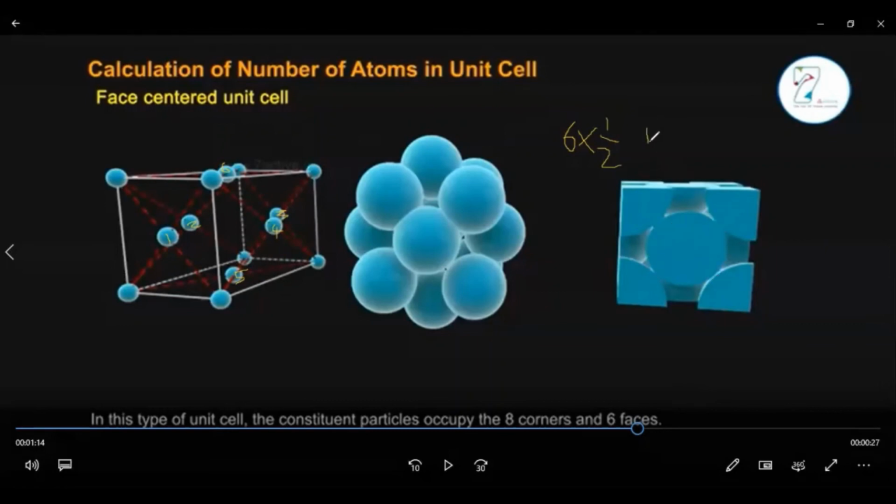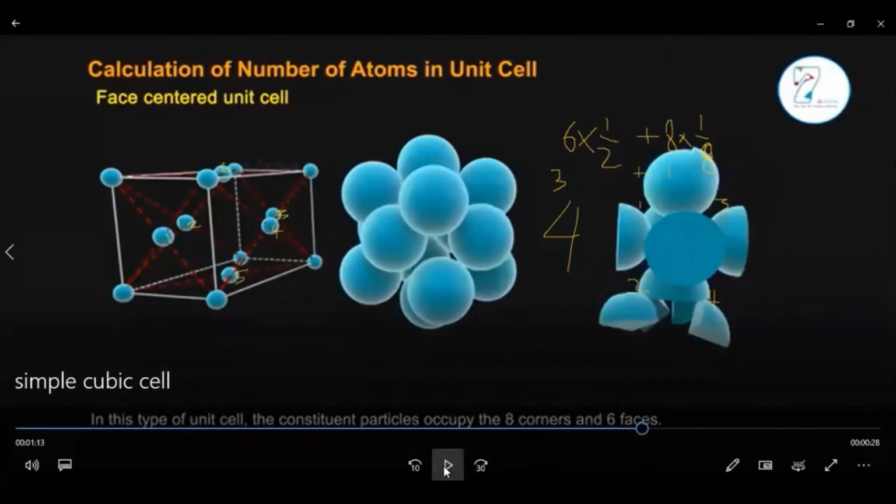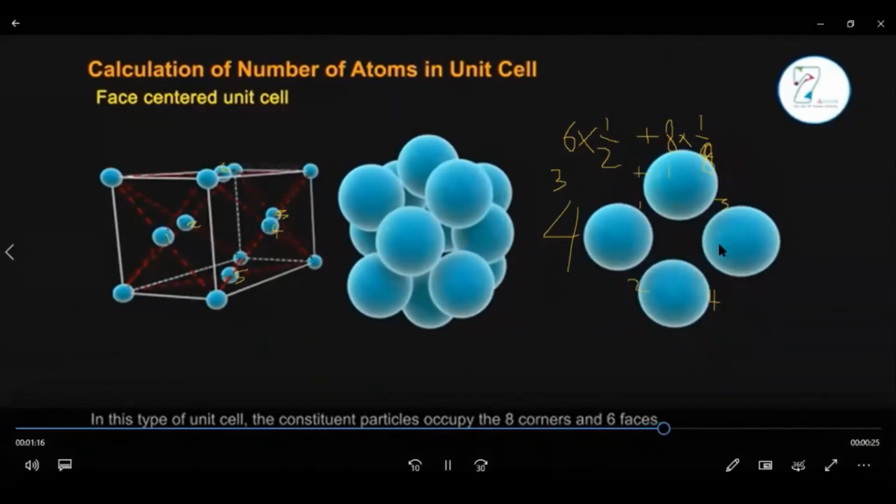So 6 into half, plus, as in the simple cubic structure, we have corners 1, 2, 3, 4, and similarly on the back side 5, 6, 7, 8. So that is 8 into 1 by 8, because each corner is a 1 by 8 portion. So 6 into half gives 3, plus 8 into 1 by 8 gives 1. If you add these two, that will give you 4 atoms.